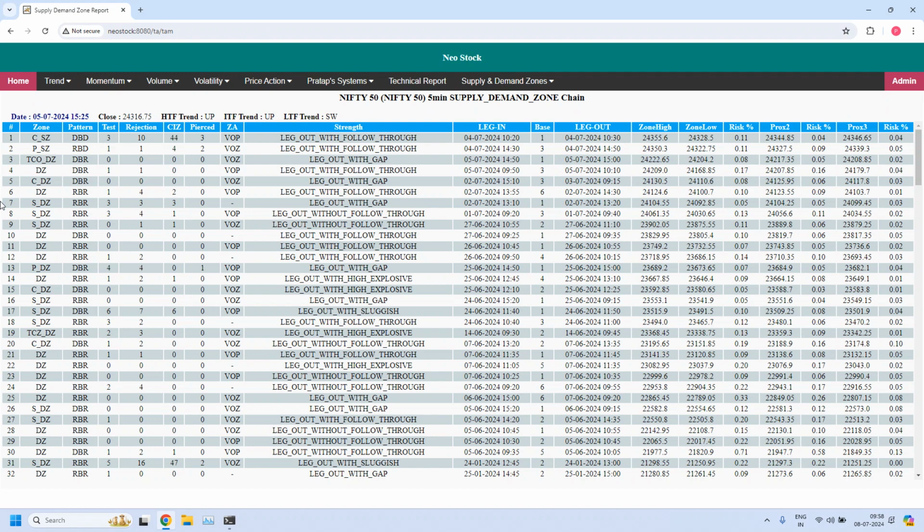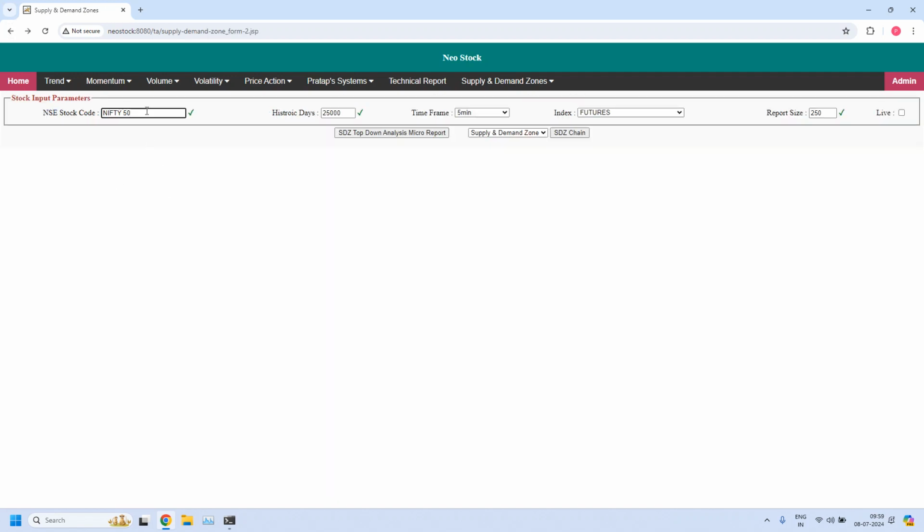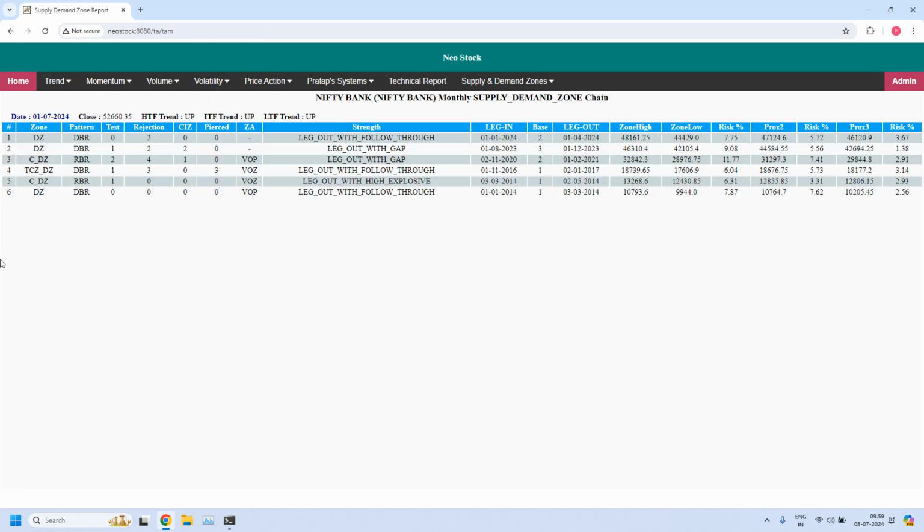So this is about Nifty supply demand zone chain. Now we will generate for Bank Nifty, Nifty Bank. Starting from monthly time frame, I am generating the Bank Nifty supply demand zone chain. So this is the monthly report.